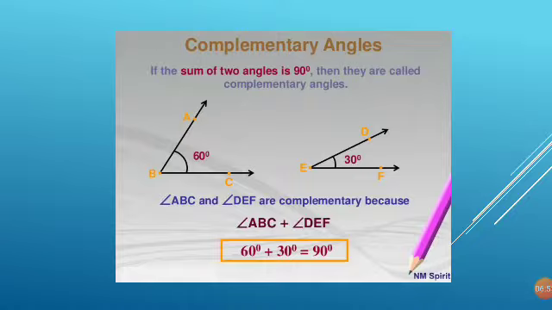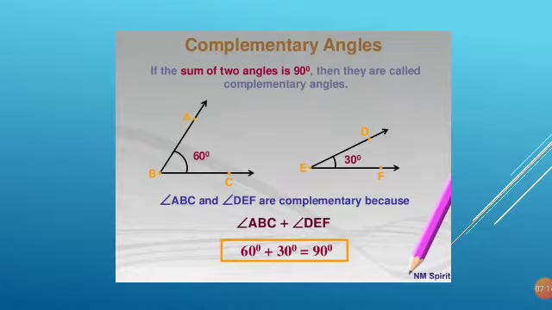Angle ABC is 60 degrees, angle DEF is 30 degrees. Adding the two angles, 60 plus 30, gives 90 degrees. That is called a complementary angle. So complementary angles are a pair of angles whose sum is 90 degrees. Angle ABD plus angle DBC is equal to 90 degrees. That is called complementary angles.